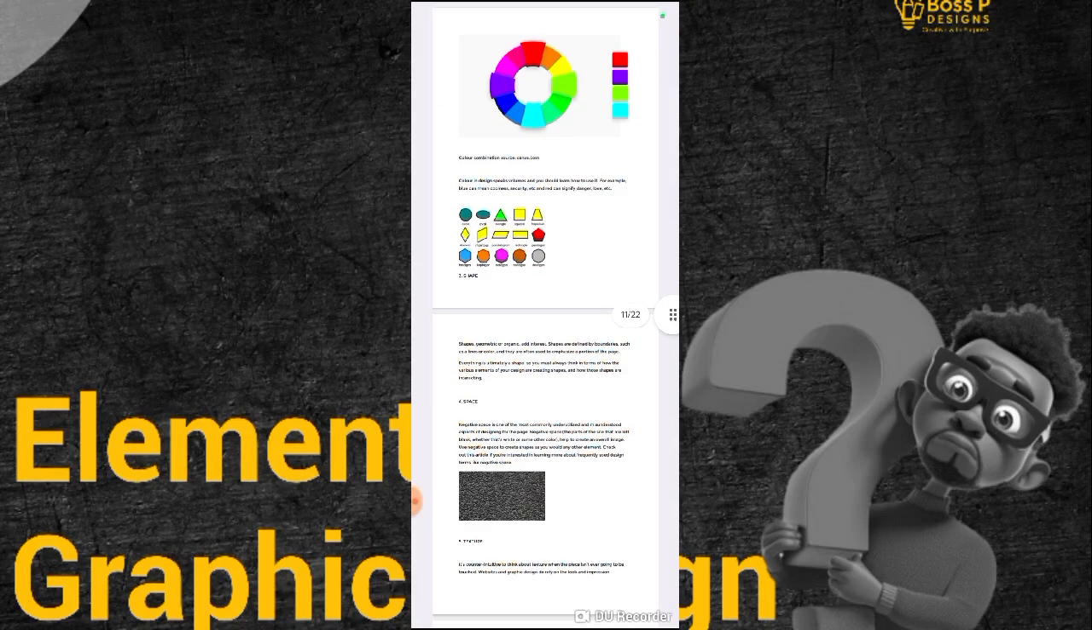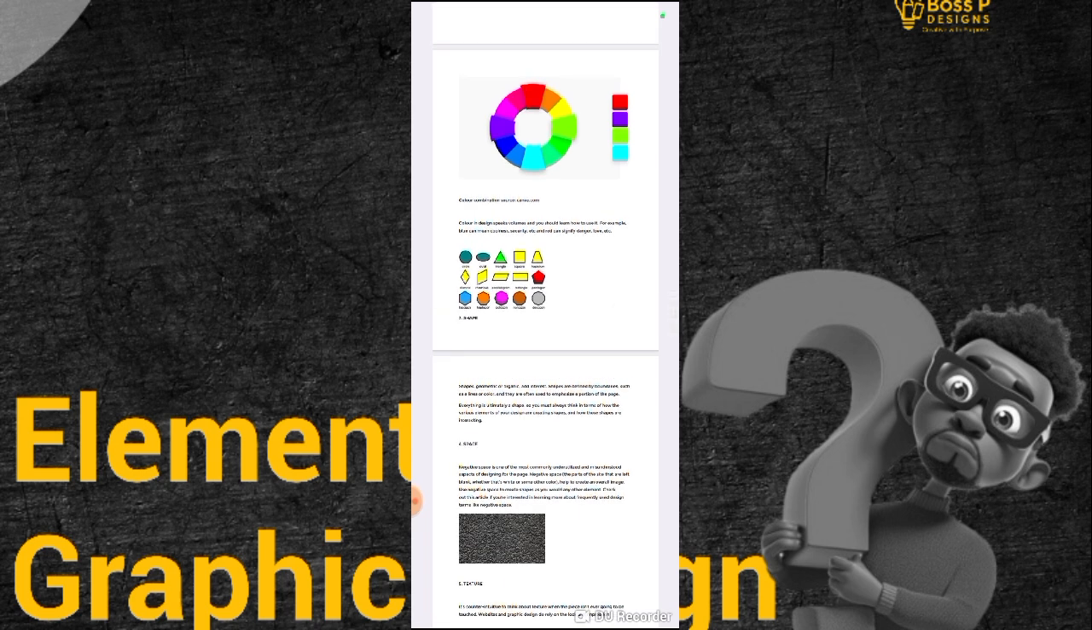So they said that color in design speaks volume and you should learn how to use it. For example, blue can mean coolness, security, etc., and red can signify danger, love, etc. So that's what I said earlier. When you are designing, you should know what your client is trying to use the flyer or the project for, maybe to attract women to buy some things, or men, or for a specific audience, so you should know the type of color to use. So that's why it is very important.